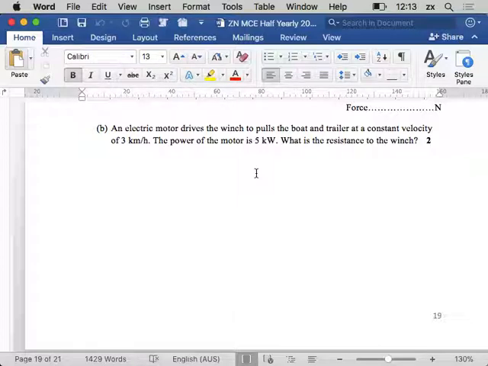So P equals Fv. Therefore, if I want to find the F, I'm going to write F equals P over V, which is going to equal 5,000 divided by 0.83 equals, what was that equal to? 6,000 newtons. Yep, pretty good.